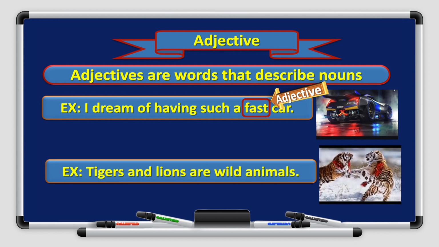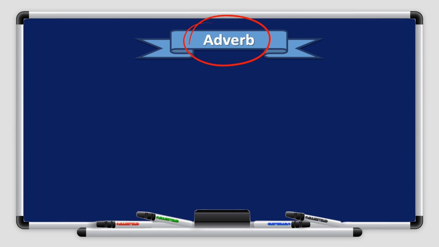Let's take another example. Tigers and lions are wild animals. The noun in the sentence here, we're going to focus on animals. How are the animals being described? Remember, adjectives describe nouns. Our adjective here is wild. Good job. Moving on to adverbs.